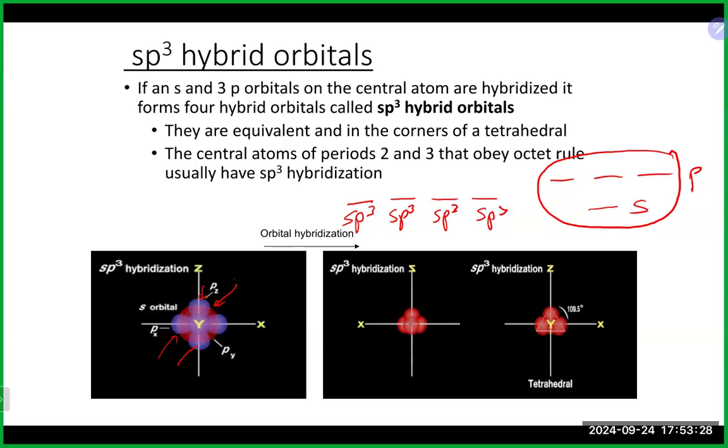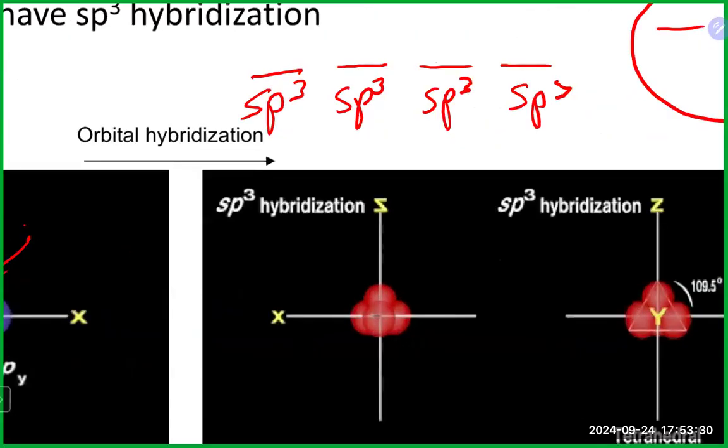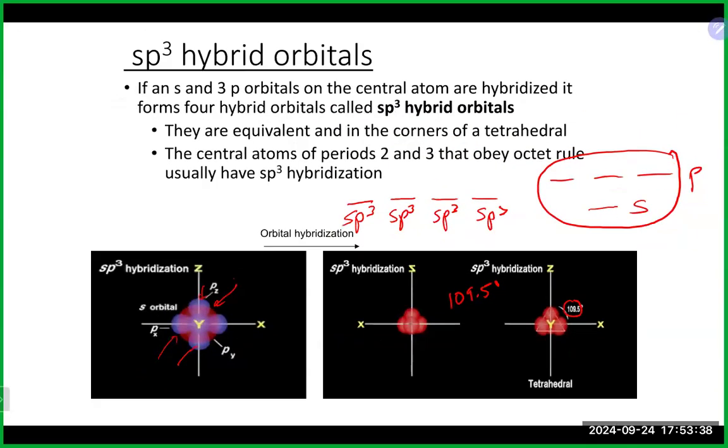Again, they have the same shape, if you will. They will make this bond angle of 109.5 degrees, and we should be familiar with that. That is 4 letters, which is basically equivalent to 4 electron pairs.